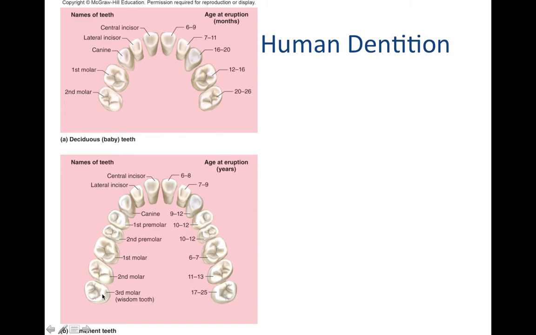And sometimes we get trouble with this third molar. This is the wisdom tooth. Not everybody will have their third molar come through, their wisdom teeth. And then also it's very common for there to be issues with that third molar where they need to be extracted, have your wisdom teeth taken out.